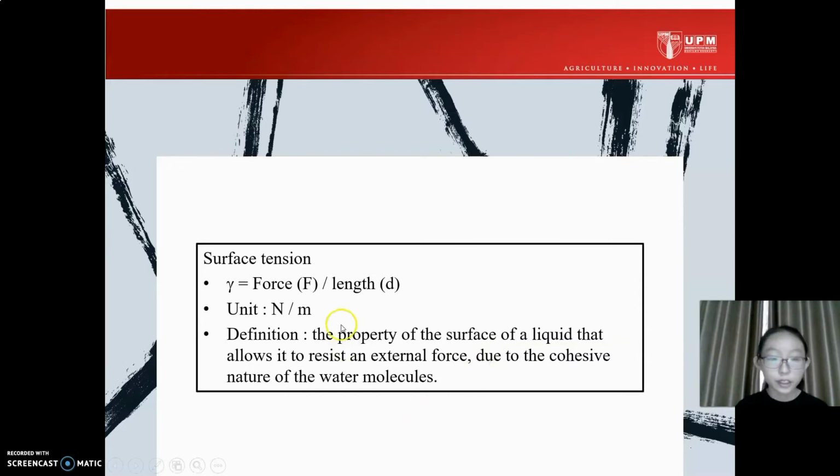For the surface tension, it is equal to force over length. Unit is equal to Newton per meter. Definition is the property of the surface of a liquid that allows it to resist an external force due to the cohesive nature of the water molecule.